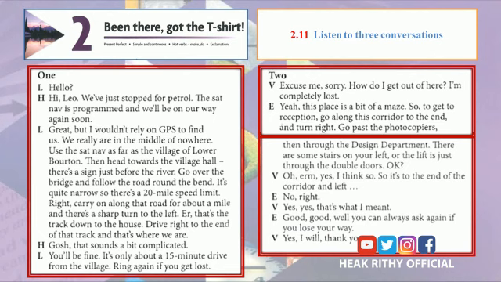Oh, yes, I think so. So, it's to the end of the corridor and left. No, right. Oh, yes, yes. That's what I meant. Good, good. Well, you can always ask again if you lose your way. Yes, I will. Thank you. Okay.